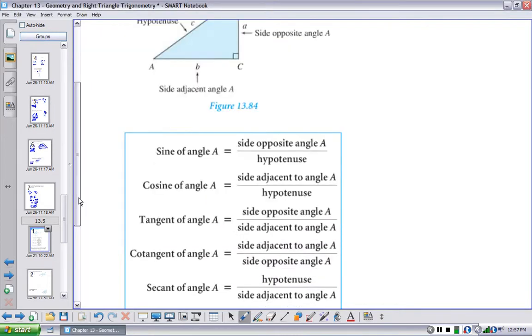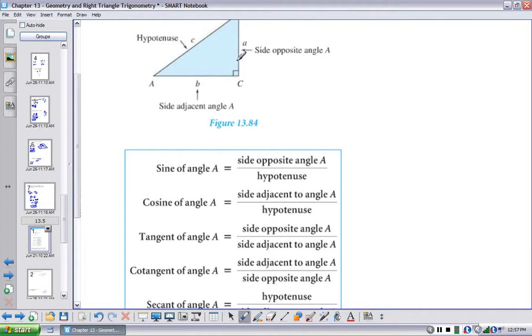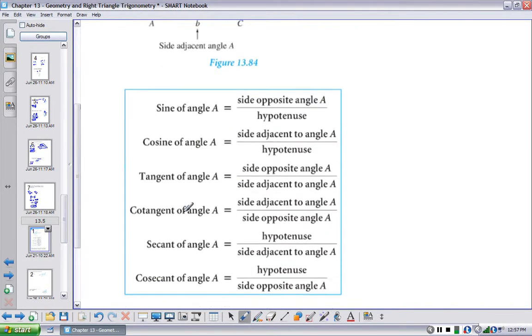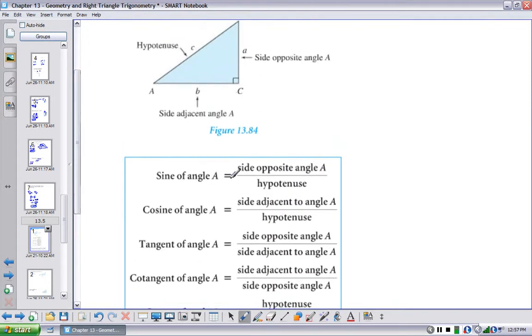Now, we have some trigonometric ratios based on the hypotenuse, opposite side of a particular angle, and adjacent side. So here for angle A, the opposite side is little a, the adjacent side is little b. Adjacent means right next to it. So we have 6 basic trigonometric functions. Sine, and we're looking at the angle A here. So sine of A is the side opposite A over the hypotenuse. So that'd be like A over C.